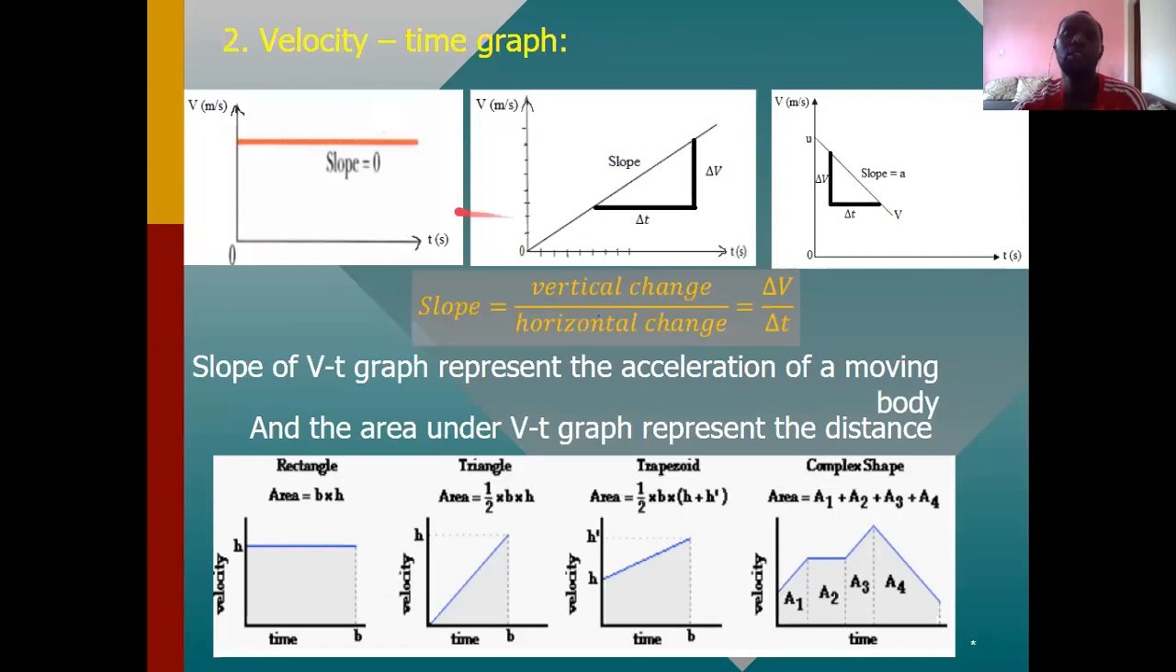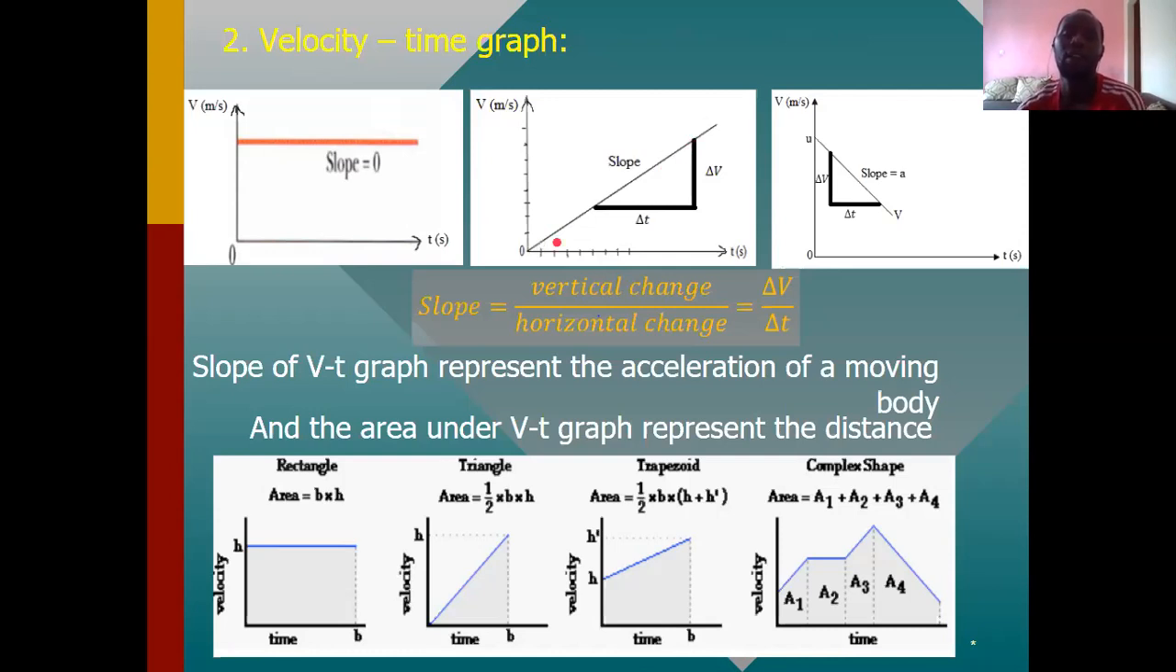Here we have also three types of graphs. We have the horizontal straight line, which means that the velocity is not changing, because on the vertical axis we have velocity. This velocity is not changing from 0 seconds to the last second, and there's no slope. For the second case, there is a slope, which is a straight line from the initial point.